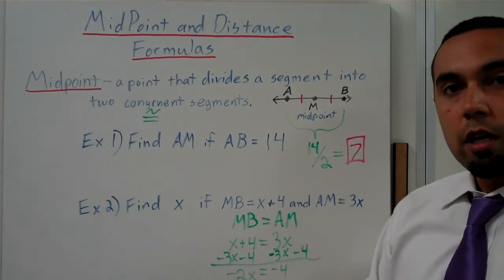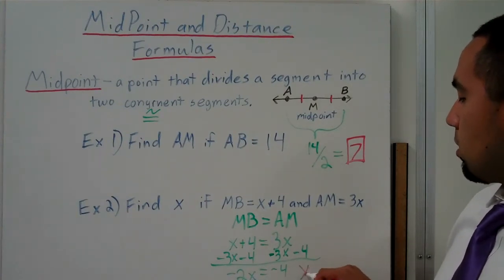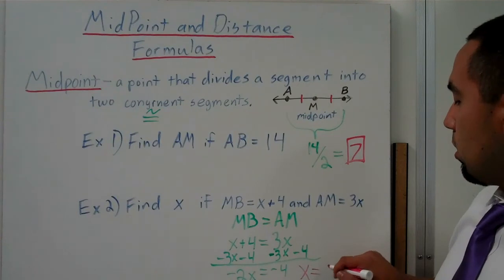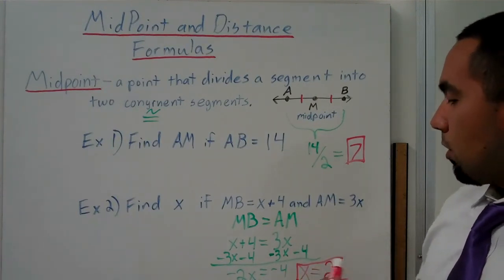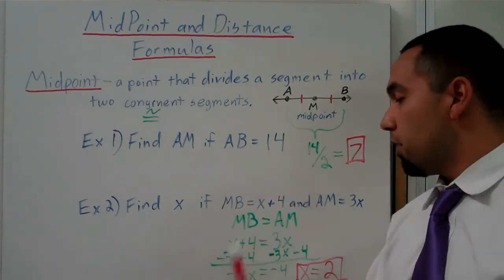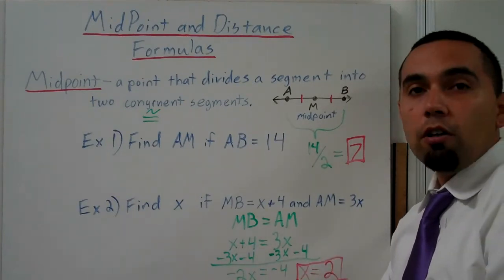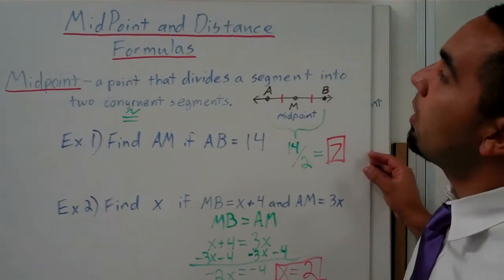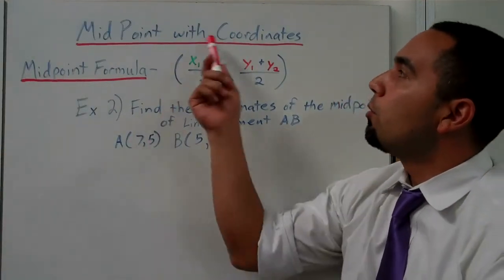And we have one more step. All we have to do is divide by negative 2, right? And I should get x equals 2. So you're going to have problems like this, and you're going to have problems with algebra. But it should all look like this. So that's midpoint.